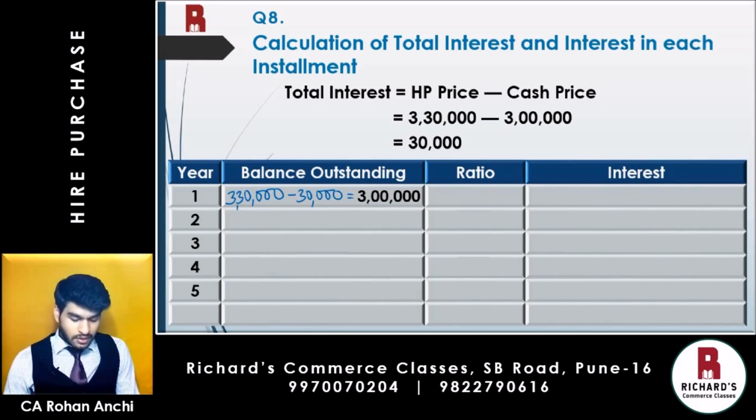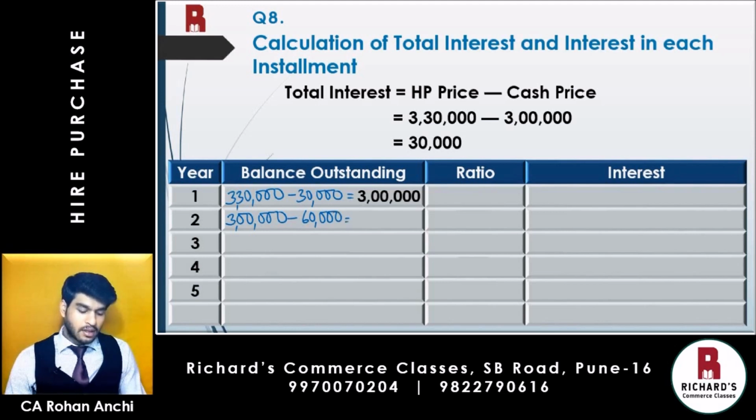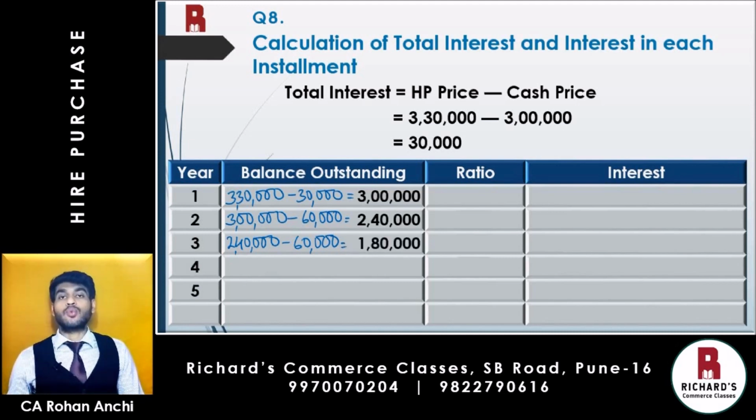Then moving further, out of this 3 lakhs, the first installment of 60,000 rupees was paid. First installment of 60,000 was paid, and therefore we get the balance outstanding as 2,40,000. Similarly, going further, 2,40,000, again another installment of rupees 60,000 was paid. Balance outstanding is 1,80,000 rupees.